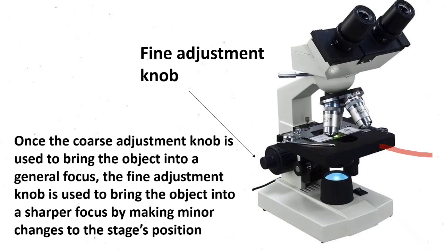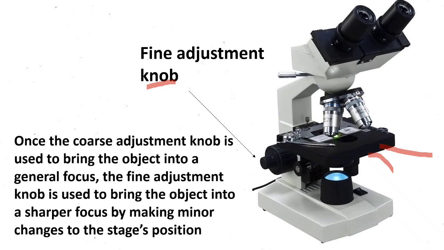And what is the function of this? That's when the fine adjustment knob comes in. It helps to bring the object into a sharper focus, makes it clearer, by making minor changes to the stage position. So it gives a minor movement to the stage so that the image can be clear enough to view.